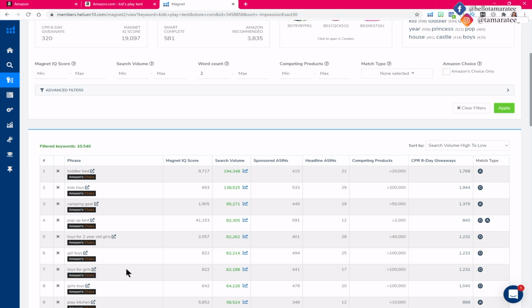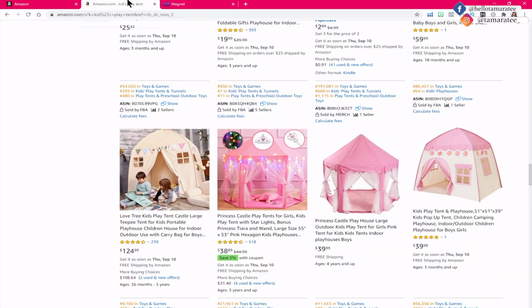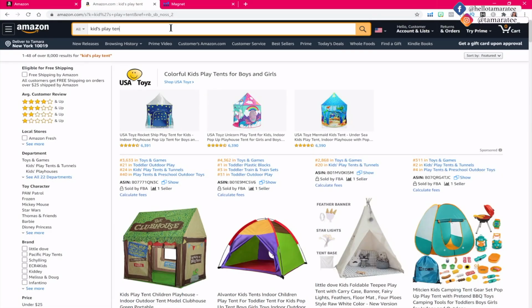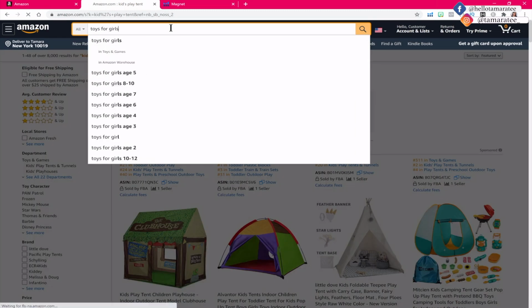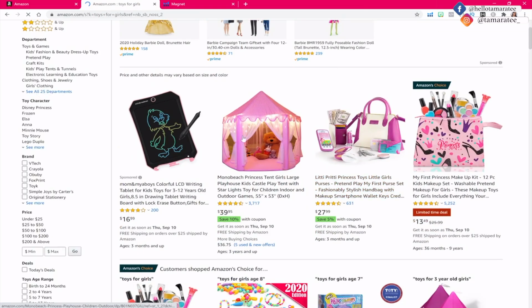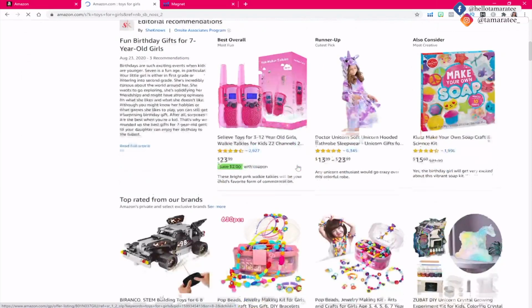And if you try to run PPC for very broad keywords, they are pretty irrelevant, because if someone clicks on your product through toys for girls, for example, they are going to see so many different toys for girls. Let's just see what we can find here. If we go back up to Amazon and we type in toys for girls, I bet you guys there will be all sorts of different products. See, there's one play tent and everything else is just different, two play tents. But there's so many things happening here.